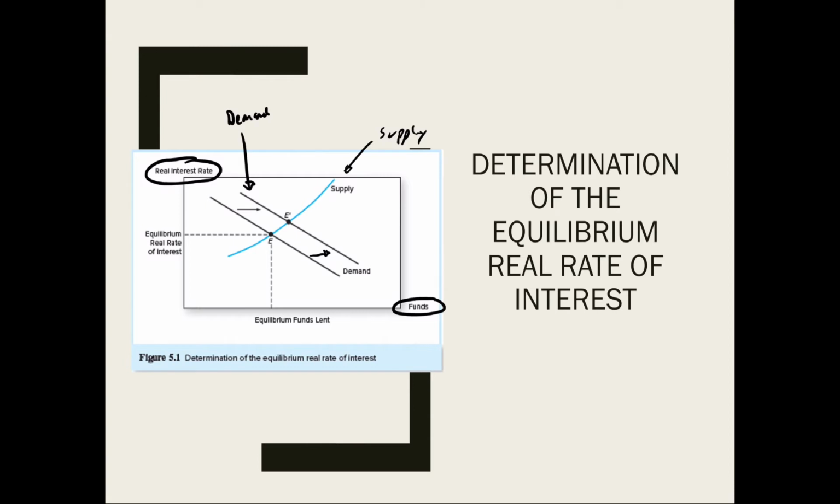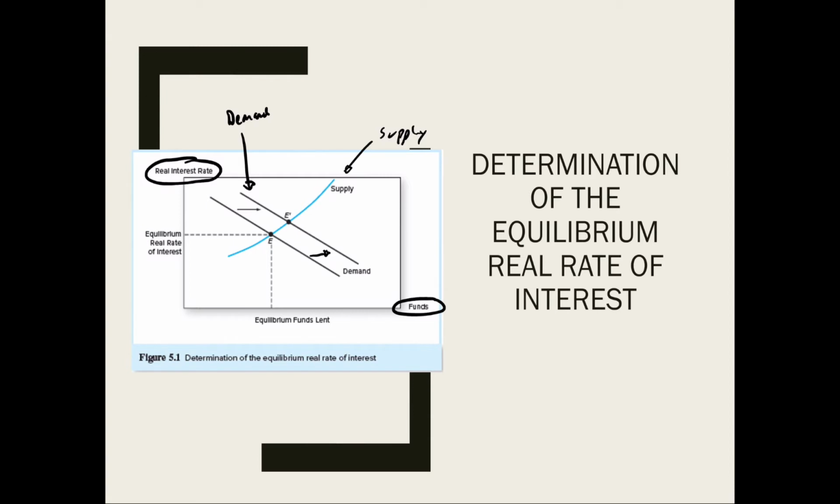You can see this is exactly what the chart is showcasing here: we would have a new equilibrium point, and the real rate would rise in the event that the government is borrowing more. The demand for these funds is increased, shifting our demand curve on our equilibrium real rate of interest chart.